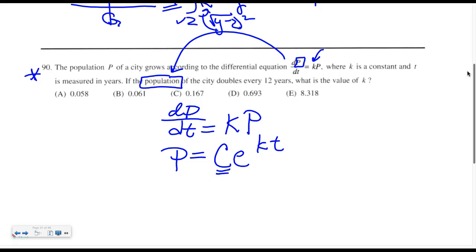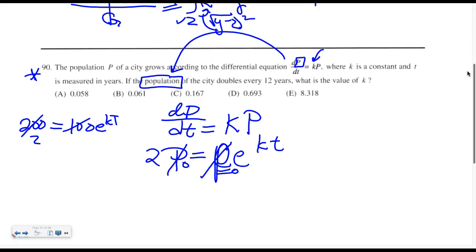So whatever this was, let's call it P sub 0, this would have been twice it. You can make up a fake population and say it started at 100. Well, then it's going to grow to 200, and you would still cancel and get a 2. So whatever that start was, it grew to double it. So I really have 2 equals e to the k, and how long did it take to double? 12 years. I'm solving this for k.